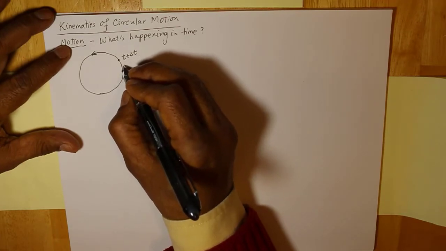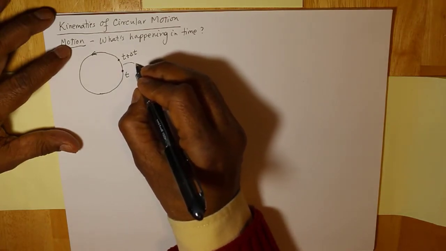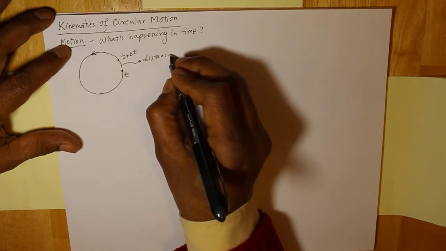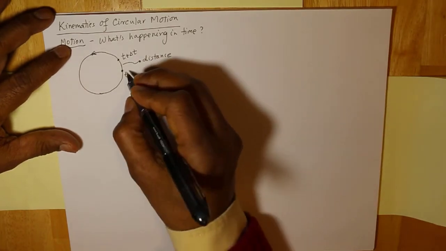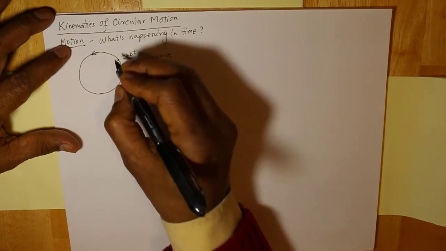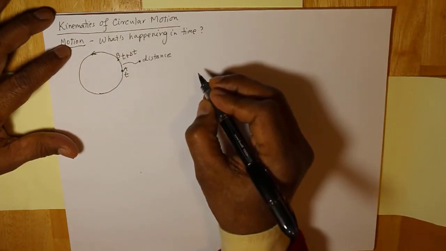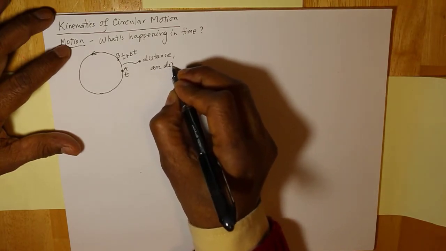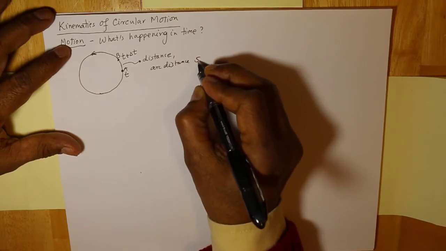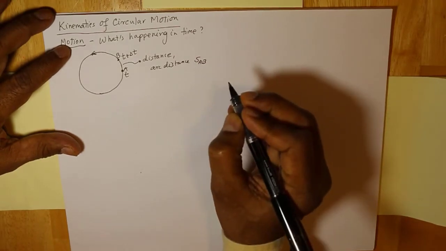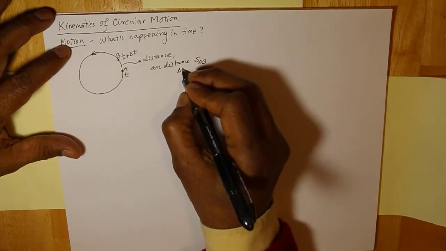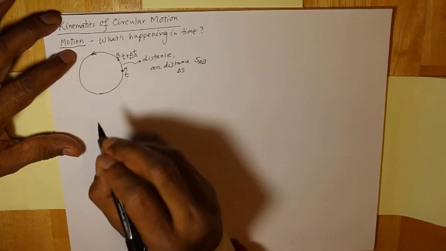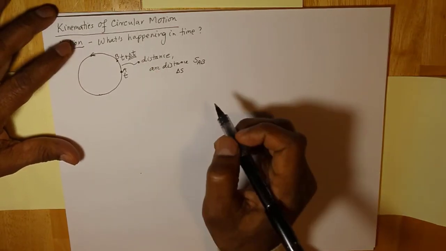So we look at the distance. For the speed, we're going to look at this distance, and this distance is arc distance. Let's call this point A and this point B. So the arc distance is AB, which we can write as delta S, because it's happening over an interval of time, that's delta t.